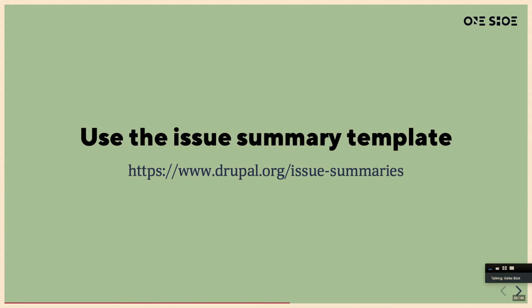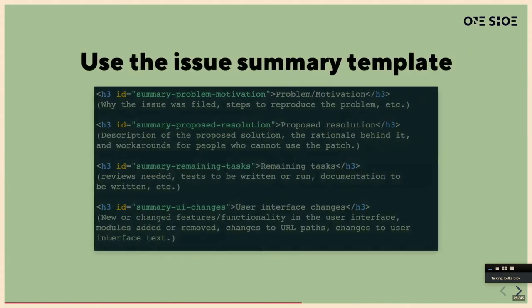The issue template is linked here, drupal.org/issue-summaries. It's somewhere on that page. It looks like this. You can copy paste it directly in the issue, or you can use a tool like TextExpander. I have it on a short string I can type on the keyboard, and it will just fill this out for me. It starts with the problem motivation. Why did you file the issue? The steps to reproduce should be in there as well, if you have them, that sort of thing.